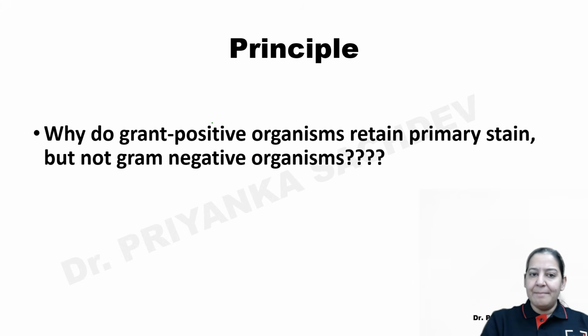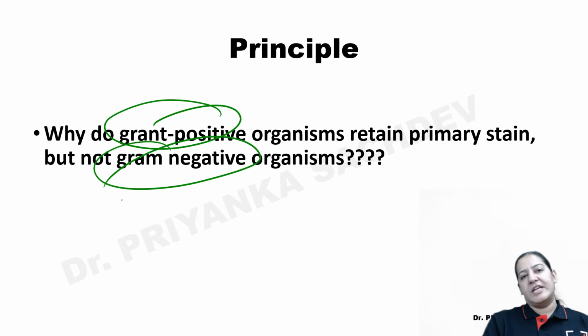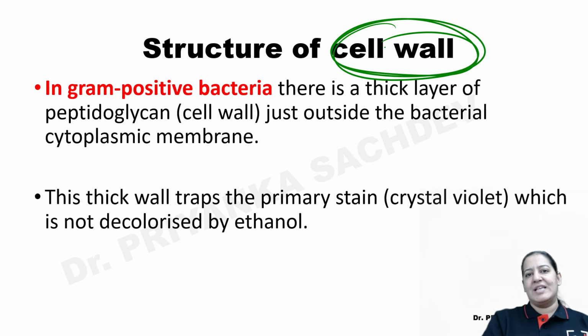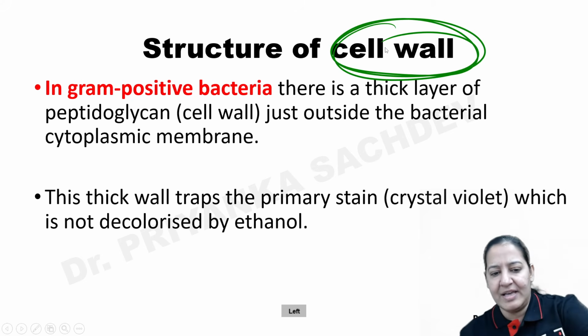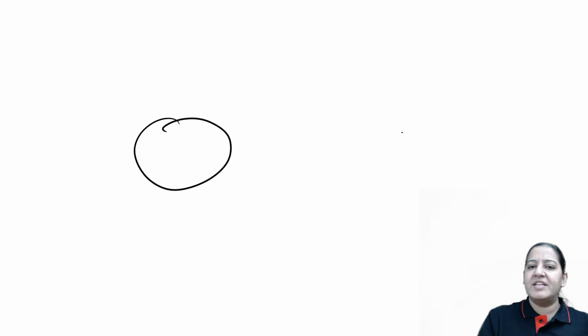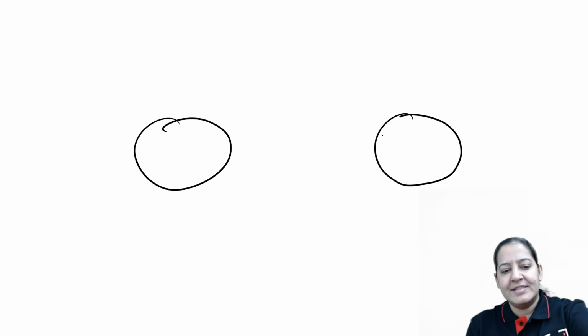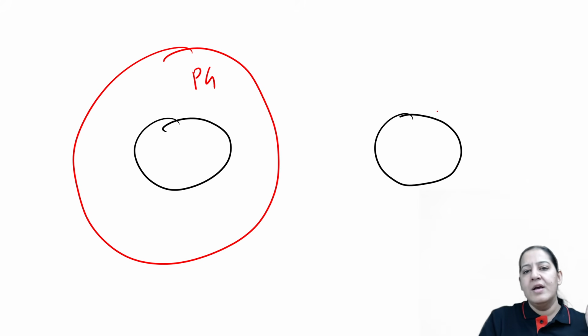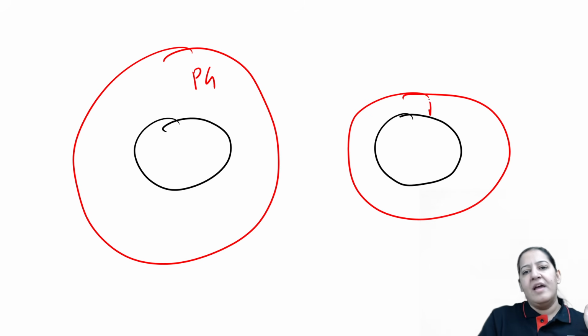Now why are some bacteria gram positive, some gram negative? Can you tell me? The difference is in the structure of the cell wall. Now see, all bacteria have a cell wall. Let me draw the 2 types of bacteria in front of you. This is also a bacteria. This is also a bacteria. Some bacteria have a thick cell wall, having more peptidoglycan content. Some bacteria have a thin cell wall, having less peptidoglycan content.